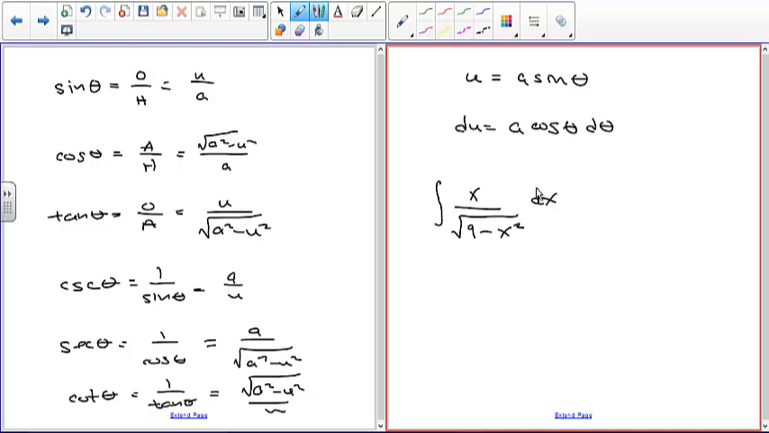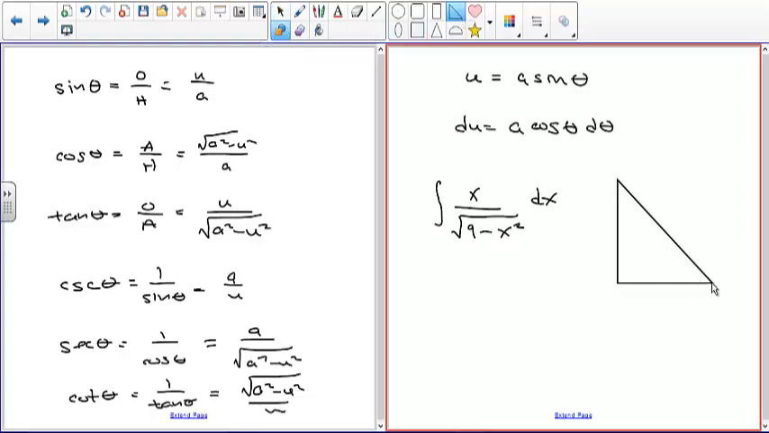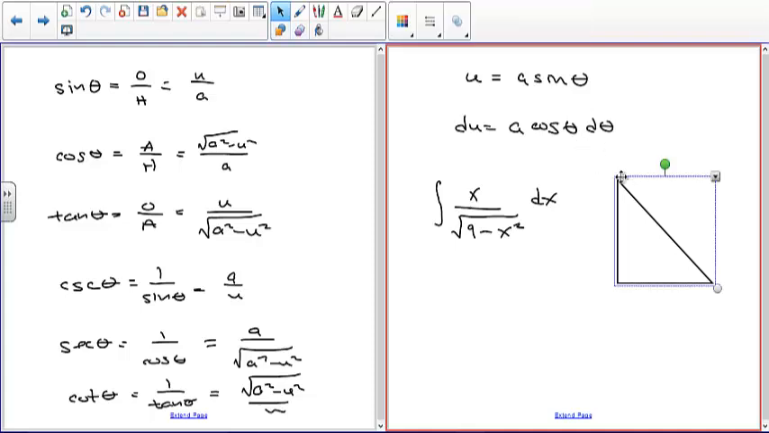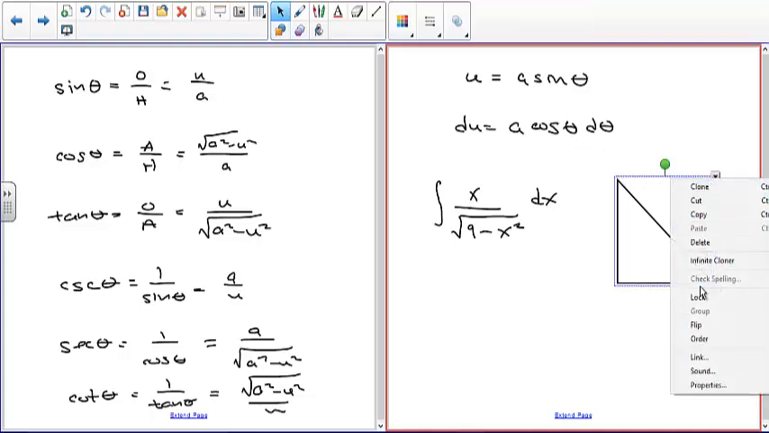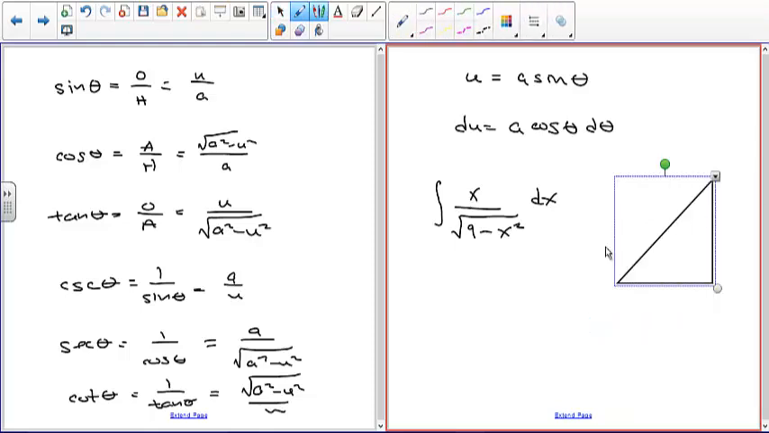Okay, but we're going to use trig substitution just to show you how it works. So rather than using this generic triangle, I'm going to use a specific triangle. And again, I'm going to switch the sides here because I can't handle it. Okay. So I'm going to let this be theta. The opposite side is going to be x, and the hypotenuse is going to be 3.